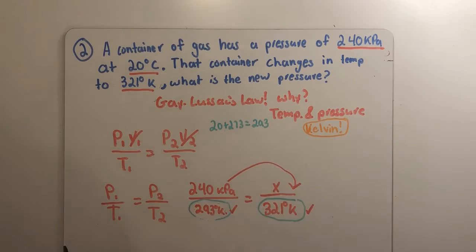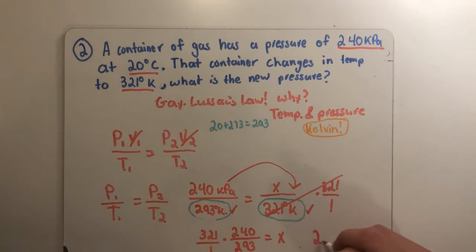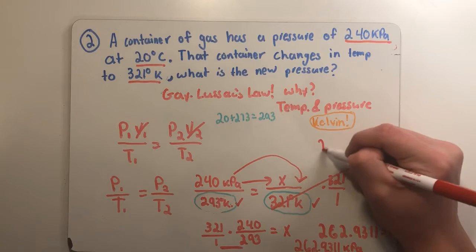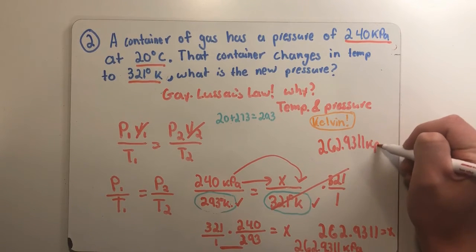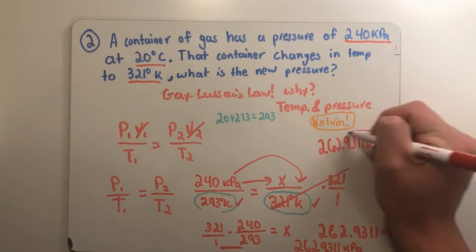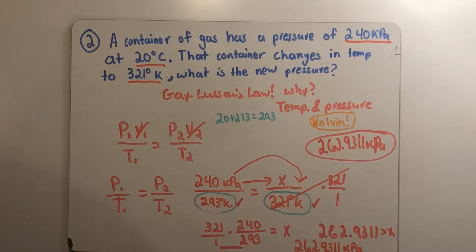I'm going to multiply both sides of the equation by 321 because I need to seclude x to one side of the equation. Now, I'm going to multiply 321 over 1 times 240 over 293 equals x. Multiplying that out, I get 262.9311 equals x. Now I just need to add my units. 262.9311 kilopascals is my answer. Make sure you convert to Kelvin.